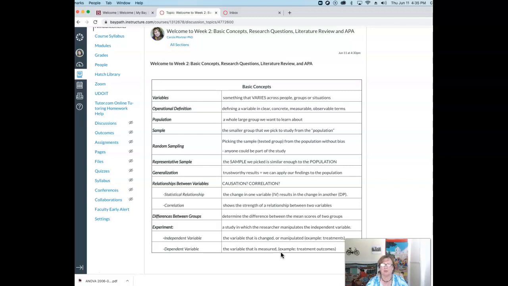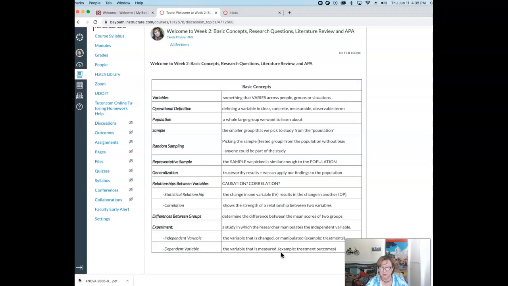So I might take all the people from all the federal prisons, and I will randomly pick the inmates, maybe they're numbered, and we're picking randomly from these numbers. So that way we have a representative sample, which is that it is similar to the population, and that means anybody from this large population could be in my study, and the sample should be similar.